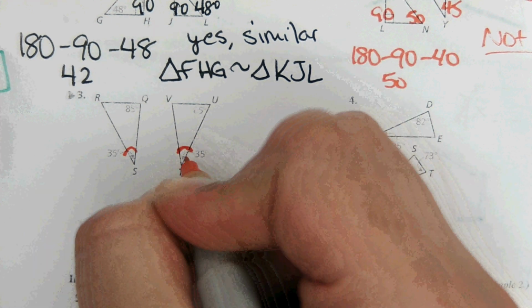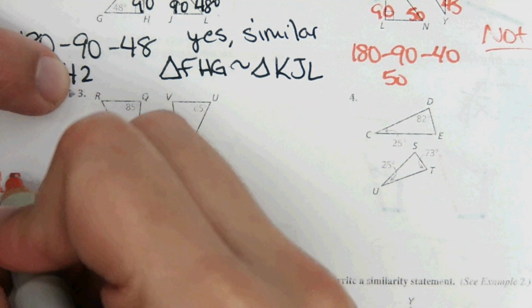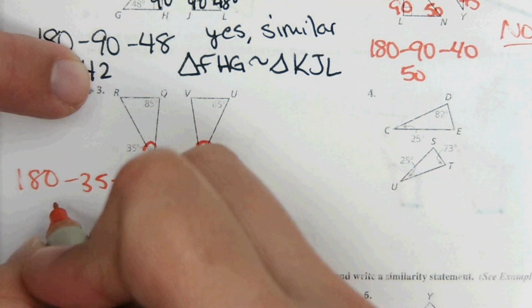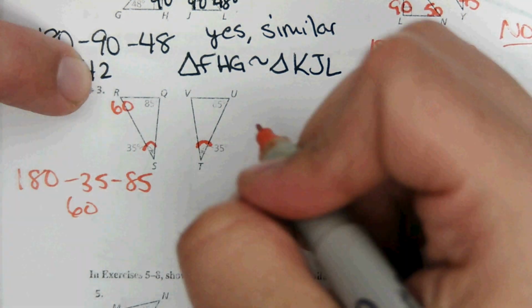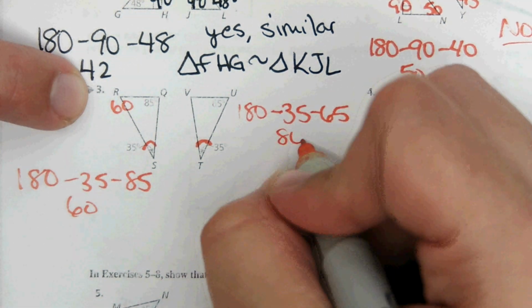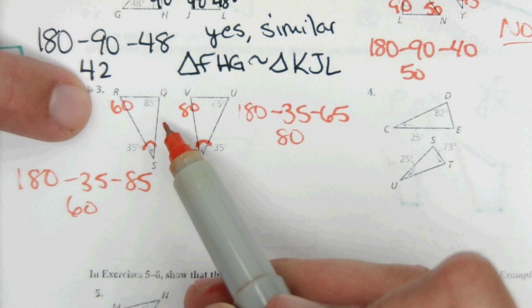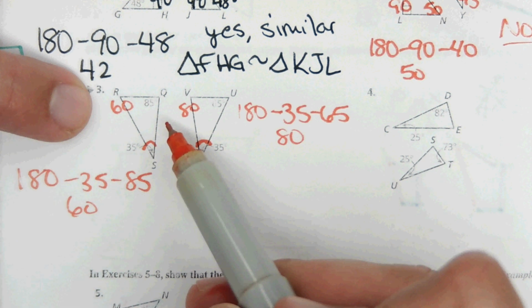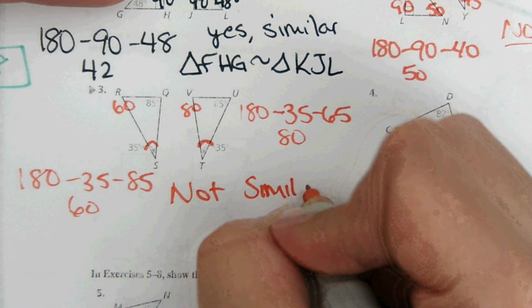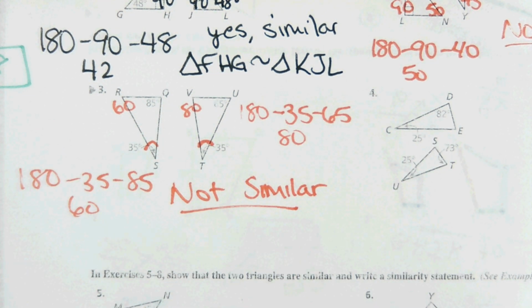Okay. Next, for number 3, it shows that this is 35, this is 35, so these two match. Let's see what this third angle is. 180 minus 35 minus 85 comes out to 60. 180 minus 35 minus 65 comes out to 80. Okay, so I got 60, 85, 35, and 65, 80, 35. They don't match, so not similar. So the angles have to match exactly.